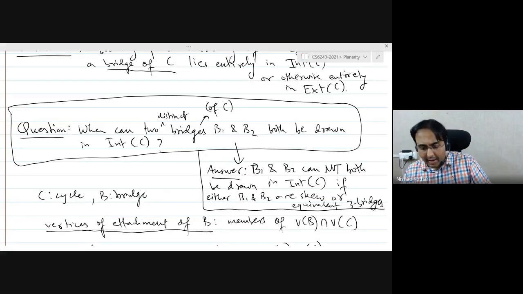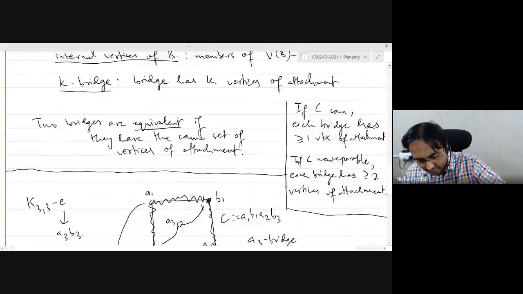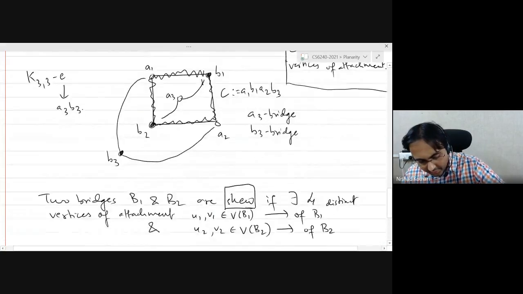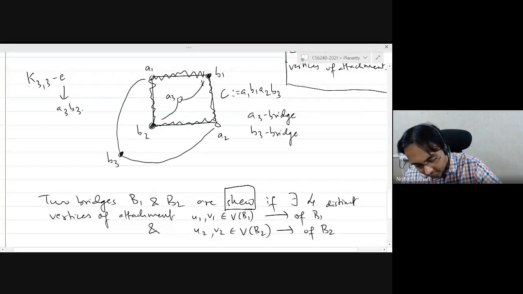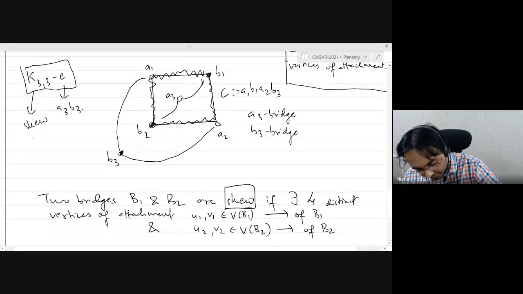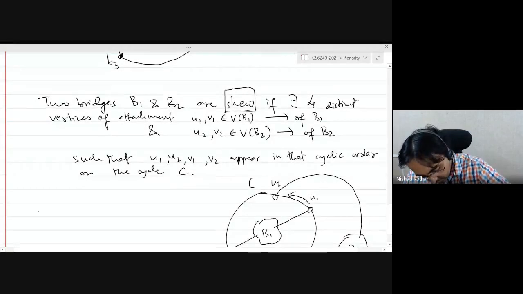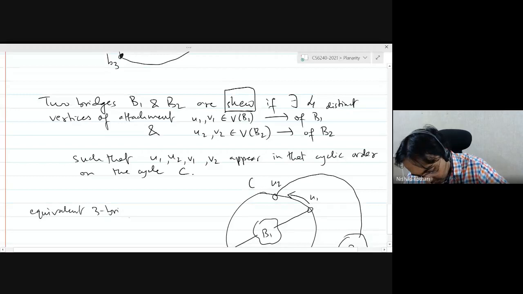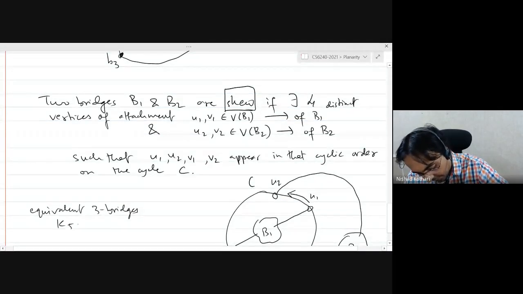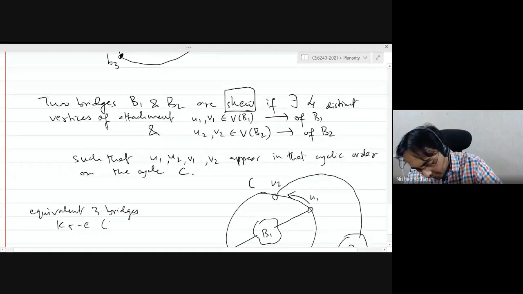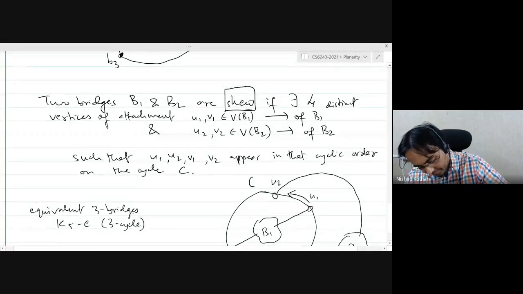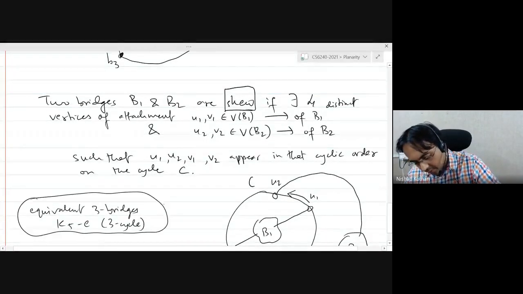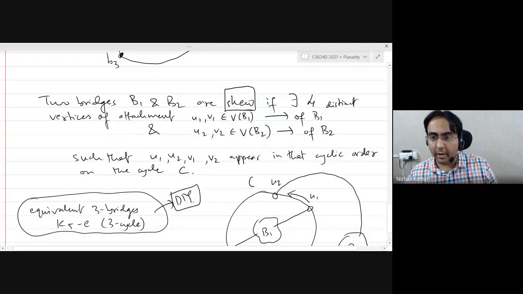Okay, and to see this for skew bridges, K33 minus 1 edge is a good example by taking a 4 cycle. For equivalent 3 bridges, I suggest that you go to K5 minus 1 edge and take your cycle as a 3 cycle. Just to visualize what's going on.